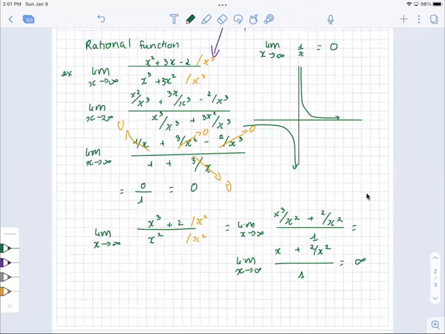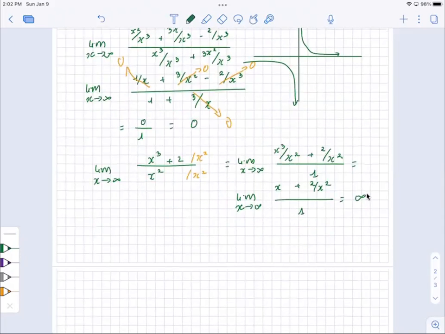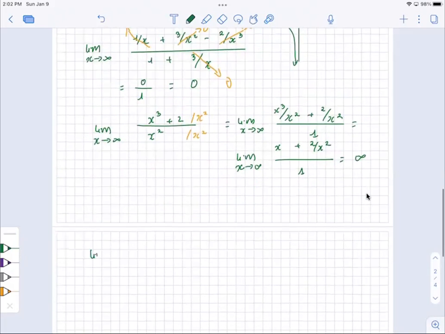So here you have the denominator smaller than the numerator. So therefore the limit goes to infinity. Here you got the denominator larger than the numerator, the limit goes to 0, right? And now the third case, when the denominator and the numerator have the same highest power, let's say 2x squared plus 1 over 3x squared plus 2x, right?